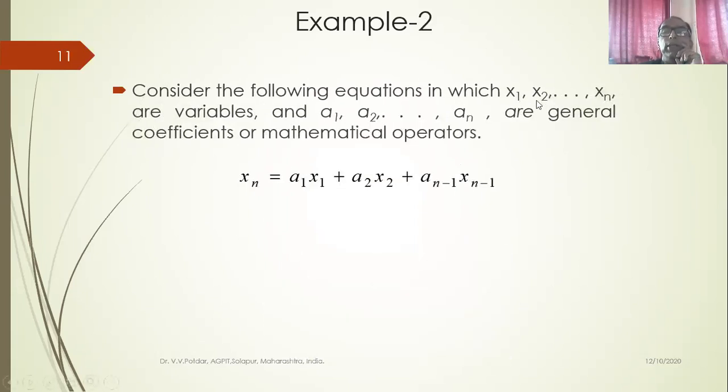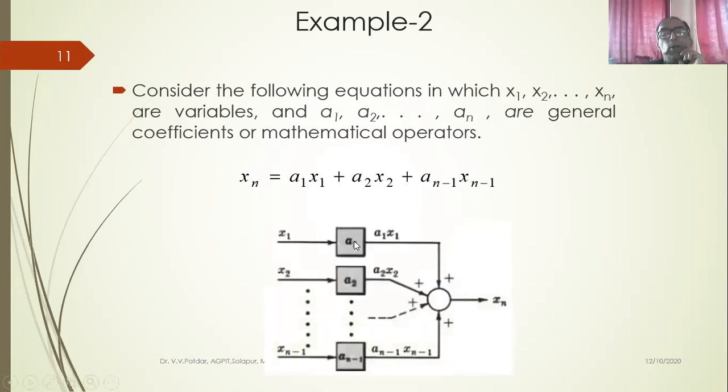Consider the following equations in which x1, x2 up to xn are variables and a1, a2, an are general coefficients or mathematical operators. So I have xn is equal to a1 x1 plus a2 x2 plus up to the last point an minus 1 xn minus 1, etc. So I have x1 into a1 coming out as a1 x1 coming here, a2 x2 coming here, like that up to an minus 1 xn minus 1. So all these are added together to give me xn. This is how I convert this algebraic equation into a block diagram representation.